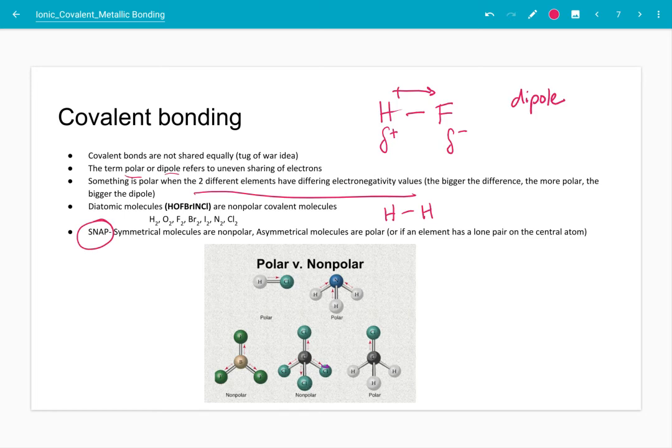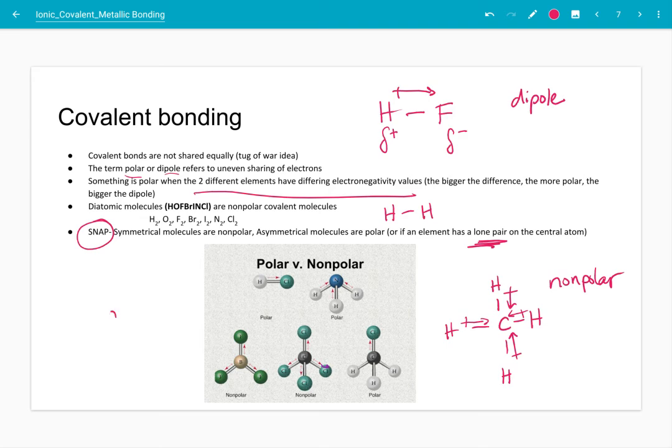Now there's a phrase I want you to commit. I would make sure you have this on your help sheet, that symmetrical molecules are nonpolar and asymmetrical molecules are polar. Now also, if an element has a lone pair, that's going to add to the asymmetry. And the reason this is important is if I look at a molecule like this one, I could put bond arrows between the C and H, and those bond arrows would cancel out. And I could do the same over here, and they cancel out. If our bond arrows all cancel out, it's going to be nonpolar.